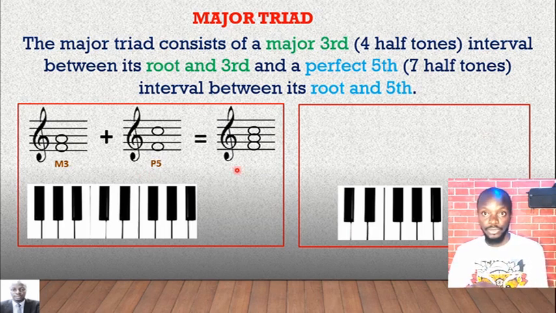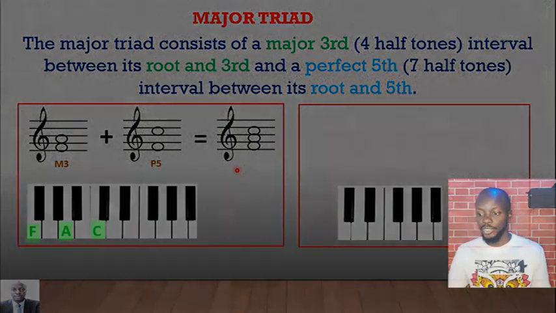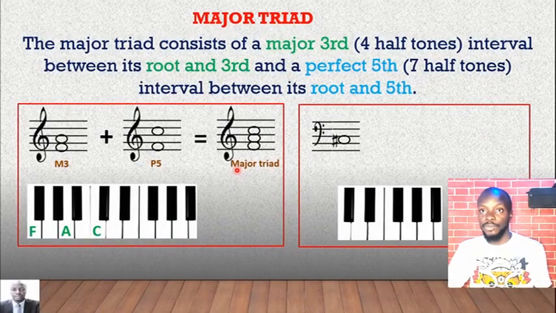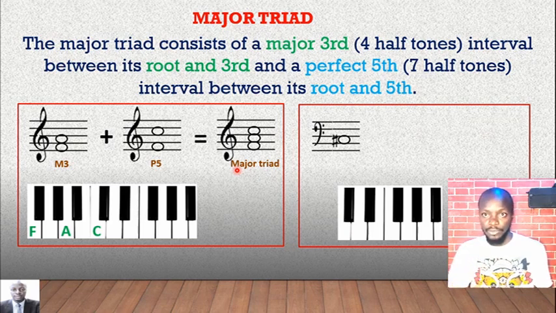And this is our major triad, which is F, A, and C, right? That's our major triad. Let's try to build a major triad on C sharp. Invariably, C sharp is our root, so you want to build a major third above C sharp, not just any third, but a major third, right? Major third on C sharp.